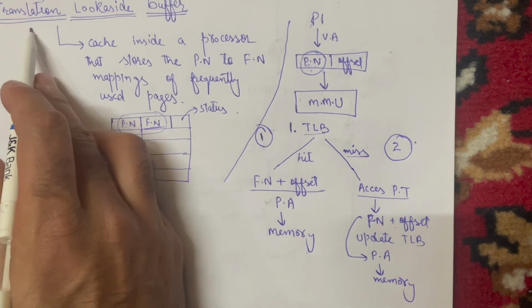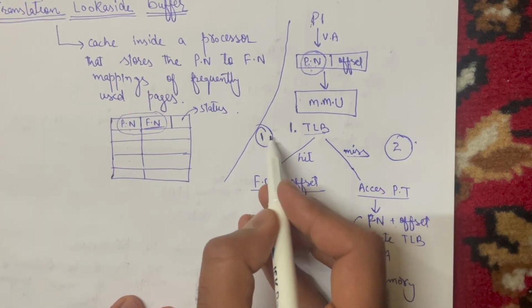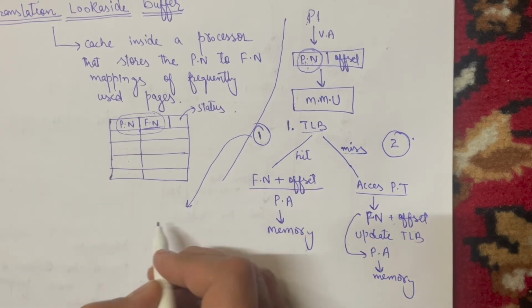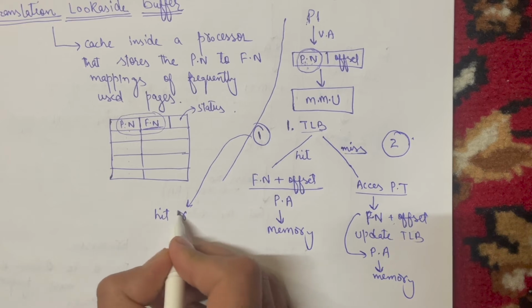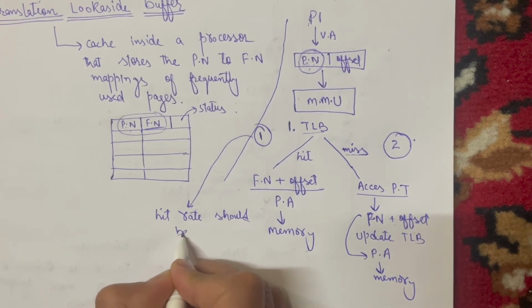So having a TLB, we can decrease those extra memory accesses, but the only one thing we have to keep in mind is that the hit rate should be very high.